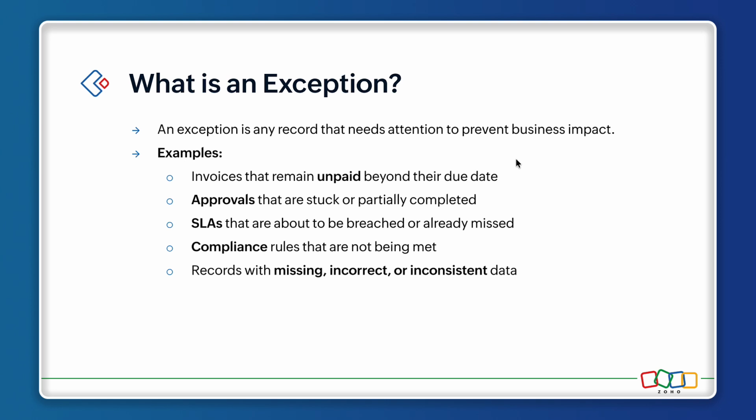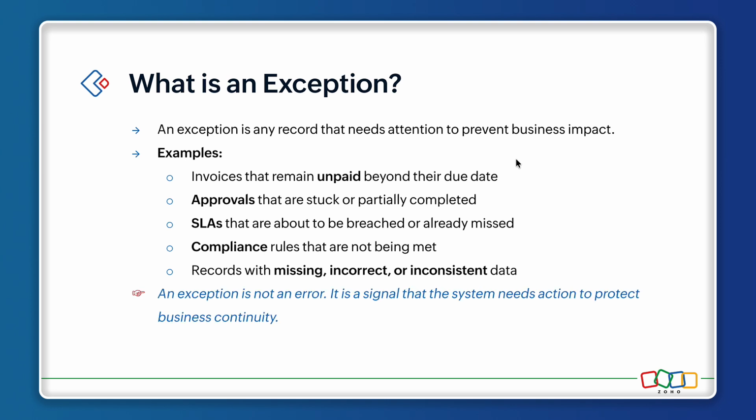Or if there are any records that are missing, incorrect, or inconsistent data, so an exception can be anywhere within a particular business process. Again, an exception is not an error, it is a signal that the system needs an action to prevent the business continuity from being affected by the exception happening within the business. So this is an exception.